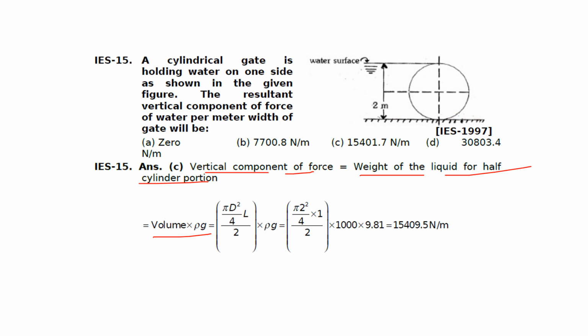We have to write the volume, pi by 4 d square into L by 2, because it's saying half of the cylindrical portion. Its area is pi by 4 d square, and the volume we have to multiply with L by 2, so pi by 4 d square into L by 2 into rho g. L is given as 1, rho is 1000, g is 9.8. If you simplify this, you will get 15409.5 Newton per meter. So the answer is C.